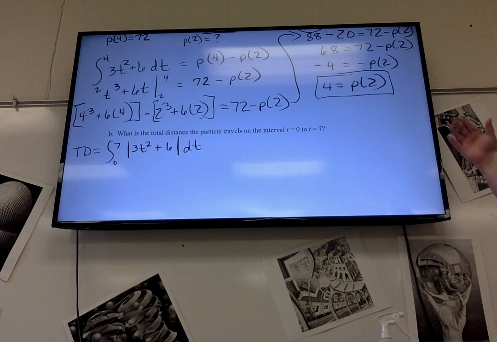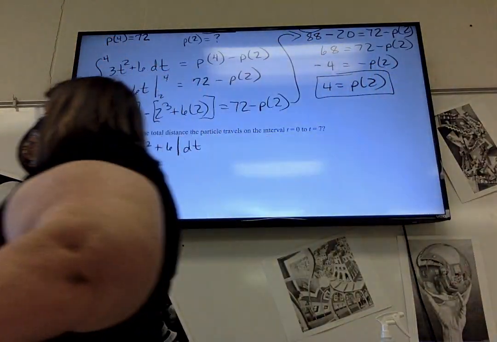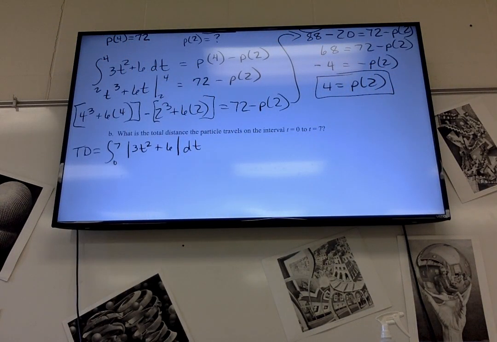It doesn't cross. Yeah, it looks like that. Oh, okay. So it's all positive, so we don't even have to worry about the absolute value part. We already know the antiderivative of 3t squared plus 6. We did that. It's t cubed plus 6t. And this time we're evaluating from 0 to 7.